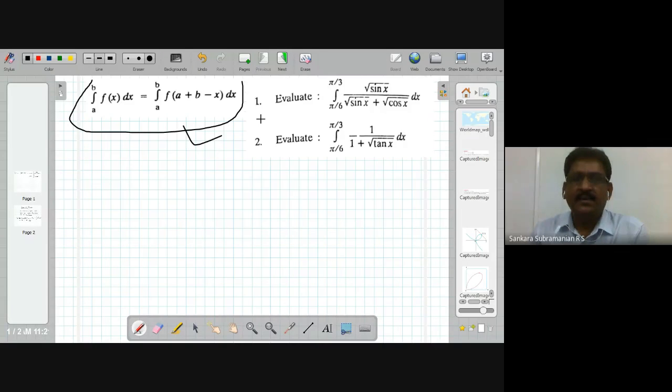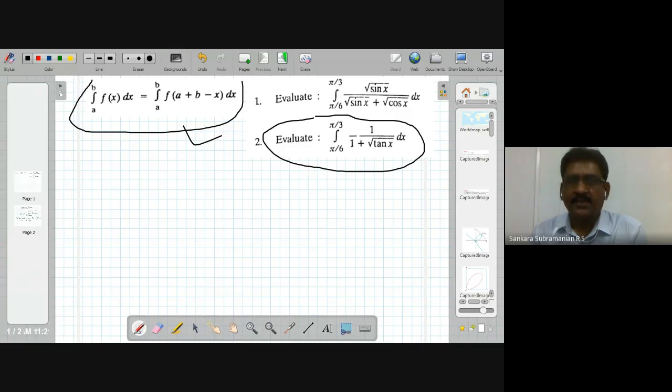Can you tell me how to solve this? Please note that if you write root of tan x as root of sin x by cos x, these two problems are the same. So either they can ask like this or this. If you are asked to evaluate problem number one, what will be your idea? I am not asking about the answer.